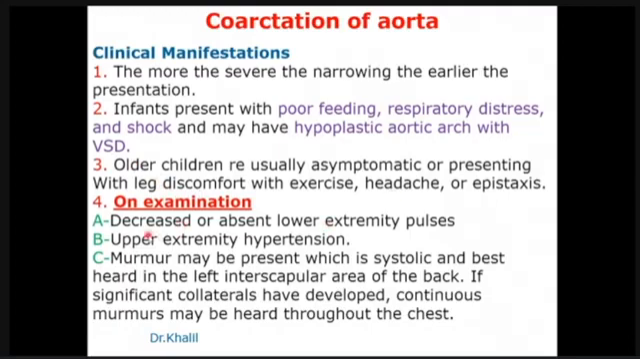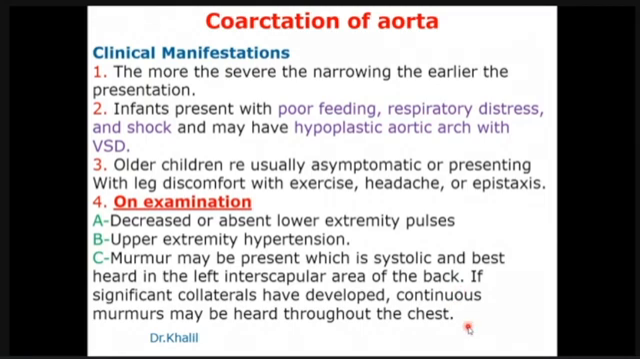On examination, there is decreased or absent lower extremity pulses, the reason is clear, because of the decreased blood flow to the lower limbs, upper extremity hypertension as we said a little while ago, and there might be a systolic murmur. Any blood which flows across stenotic area produces murmur, and the murmur of coarctation is best heard in the left interscapular area of the back, and between the scapula posteriorly, more toward the left side.